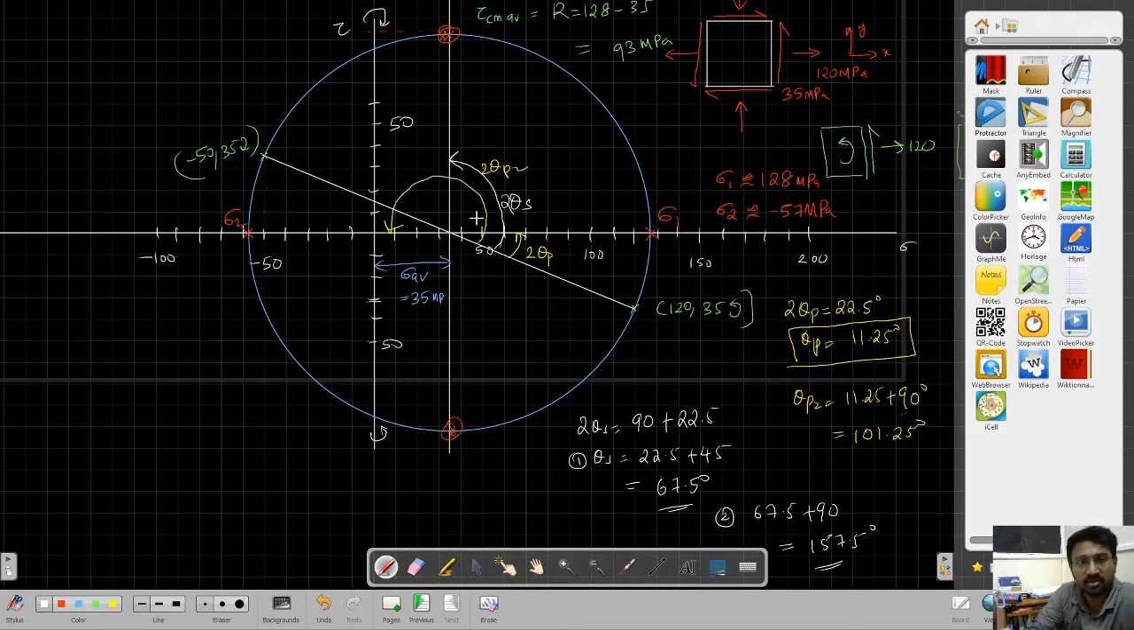So this is 157.5 degrees basically up to this point, this line. Okay, the entire angle from here to here. So these are the two angles for principal maximum shear stresses. So I hope this is clear. There is a lot of information here.